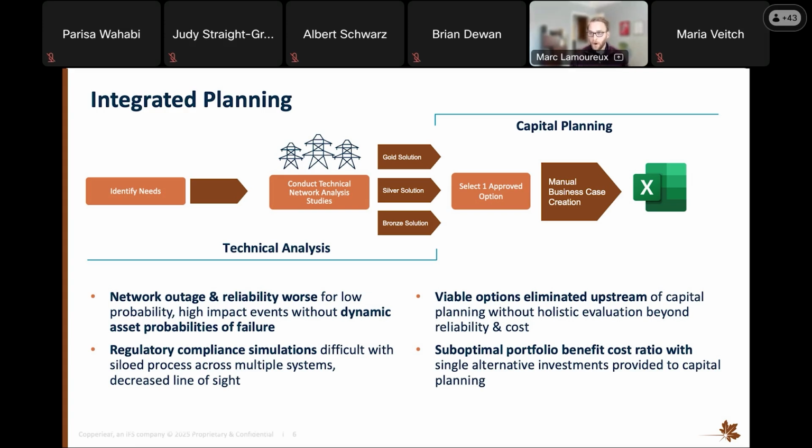So there's parts of this process that if you don't go through it end to end or don't have a more efficient way of doing it end to end, you end up potentially missing out on highly viable, beneficial projects that got eliminated early in the process because of certain technical considerations. And all this ends up leading to a suboptimal portfolio of potential projects and investments that you're making in the grid.